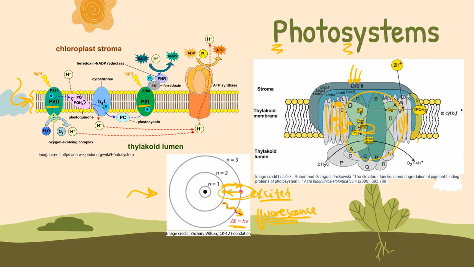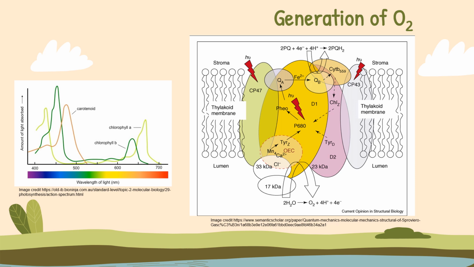Sometimes we'll also add in some accessory pigments. The benefit of having these accessory pigments like carotene or xanthophyll is that they can absorb different wavelengths of light. So these photosystems can very efficiently harvest lots and lots of different energies of light to carry out lots and lots of photosynthesis. Here is another look at Photosystem II.